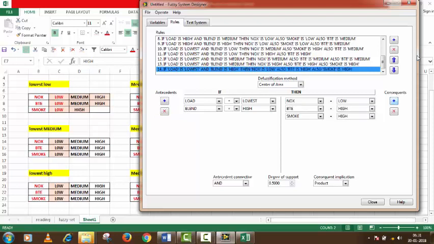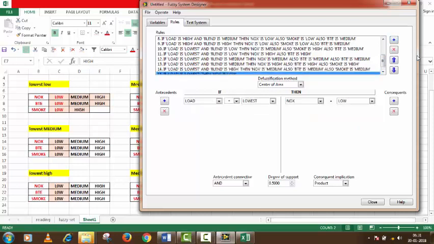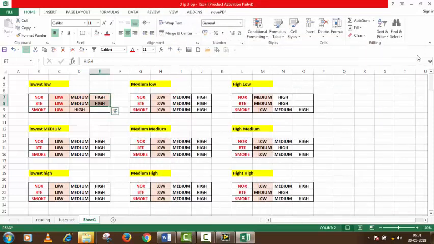Okay. NOx is second. Medium, BT medium, medium. Next. Load is lowest, blend is high. So NOx is high. Third combination high, high. So what happens? This is over. This is over.